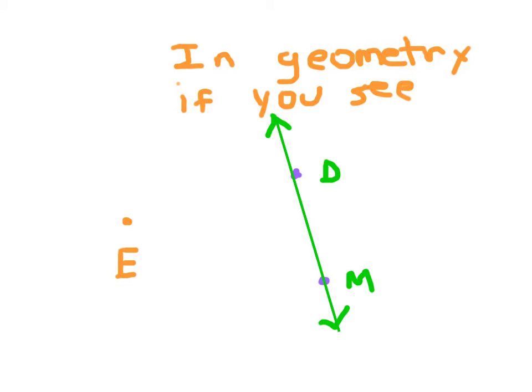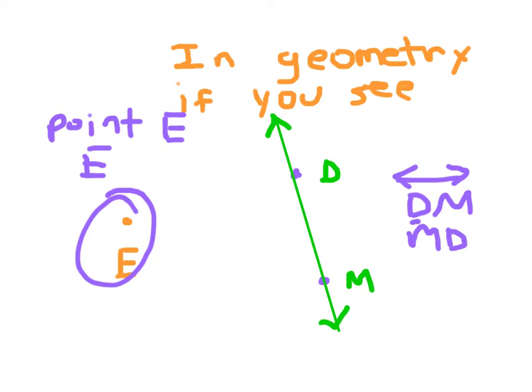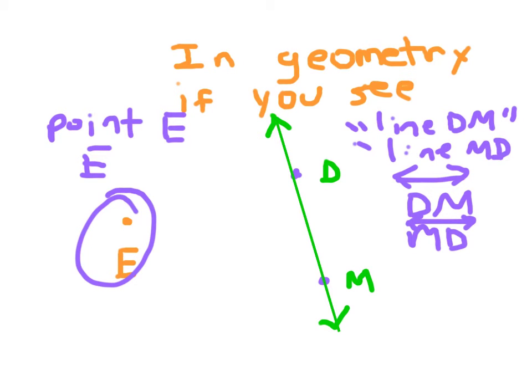Alright, I have 2 things here. In geometry, you might see this over here. This here is a point. This is point E. All you write is you just write E. Here, you would write this here, line DM, or line MD. And what you would say, just what I just said, line DM, line MD. There's 2 ways to describe that line. You'd be describing that same line.